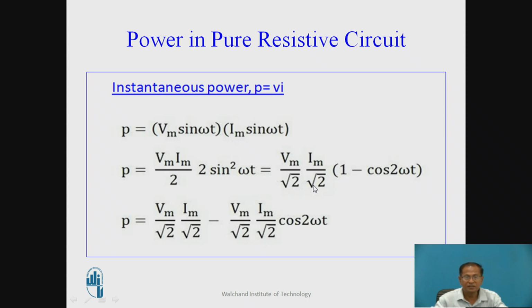Now, rearranging the equation: P = (Vm/root 2)(Im/root 2) - (Vm/root 2)(Im/root 2) cos 2 omega t. Now this power equation consists of two parts. The first part is the constant part and the second part is the fluctuating part. Therefore, the average value of the power: the average value of the fluctuating component is 0. Therefore, the average value of the power for one complete cycle is equal to Vm Im / 2.